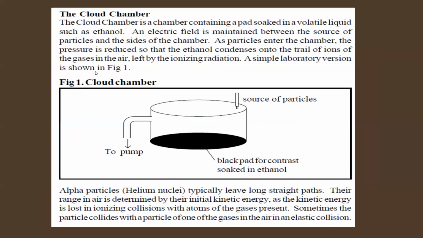So this is a cloud chamber. The working you don't have to learn. Basically what happens is there is a source of the particle, and when the radiation enters, it causes ionization, energy is emitted out, and using this energy we can trace the path of the particle.